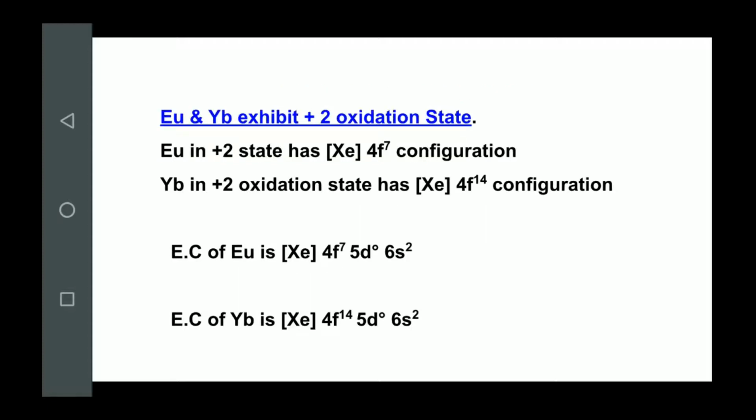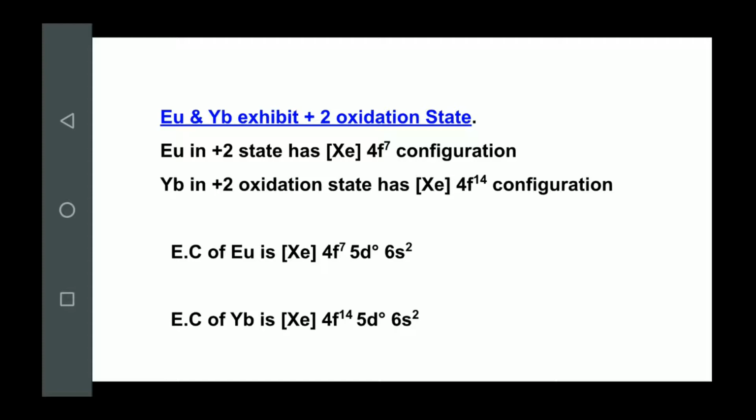Now, europium and ytterbium exhibit the +2 oxidation state. Now, if you know how to correctly write the electronic configuration of these elements, and if you have remembered the atomic number of this particular element, you can easily understand why it is stable in the +2 oxidation state also. You can see europium has electronic configuration 4f7 6s2 and ytterbium has 4f14 and 6s2. So by losing the 2 electrons from the outer 6s shell, they will acquire the +2 oxidation state.